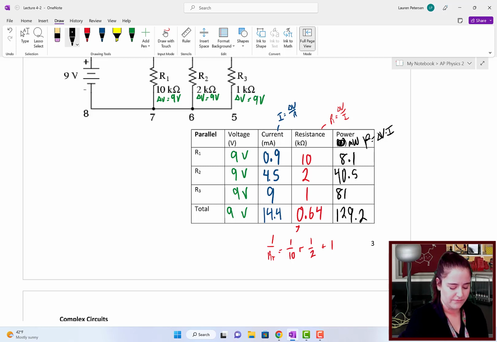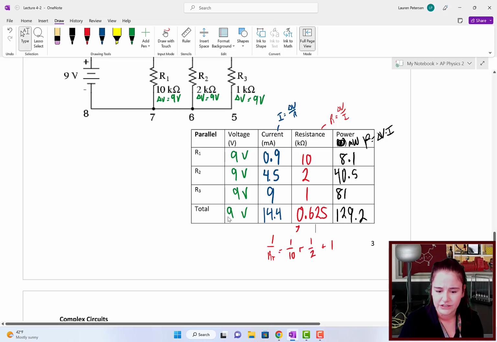Did I do 9 divided by 14.4 right? No. When I do 9 divided by 14.4, I get the right answer, the exact same answer that I get from that. Okay, yeah, this is 0.625. I don't know what I did last time. I think I used 10. Okay, cool. Does that match the power too? If we did current times voltage, 9 times 14.4? Yeah, 129.2. Okay, cool.